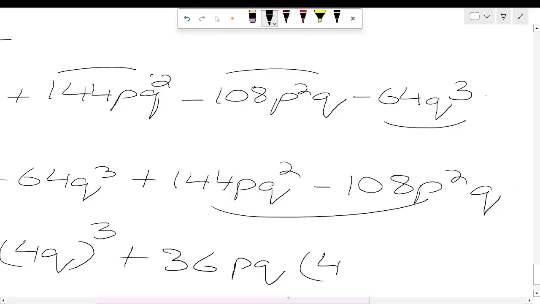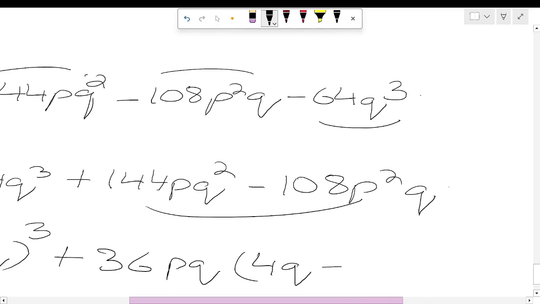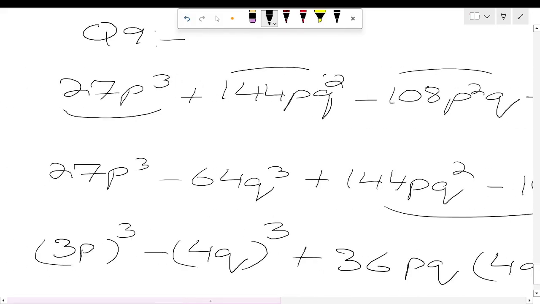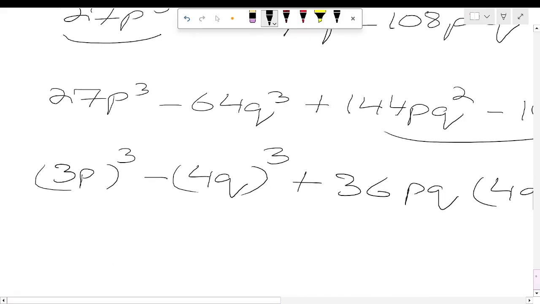P and p will be cancelled. Q square divided by q is q, subtracted from, now we will divide 108 by 36, so we will get the answer of 3. P square divided by p is p. Now what will we do? We have 3p square minus 4q cube.